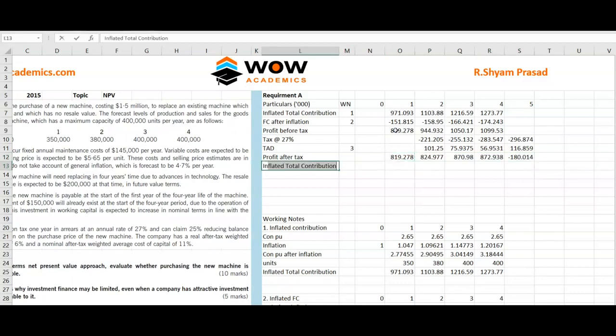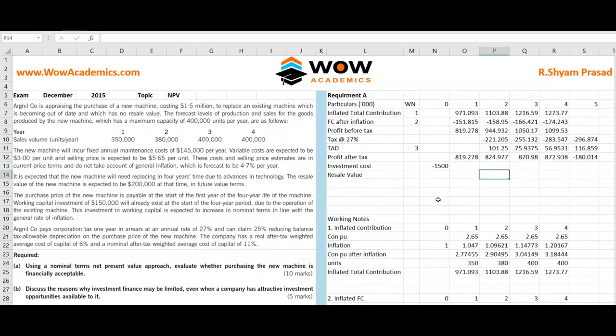So next is the investment. So investment cost is 1500. So we'll take it as minus 1500. And there was a resale value. So resale value was, when you computed it, the resale value was 200. So the 200 is a cash inflow. Still we have working capital investment.